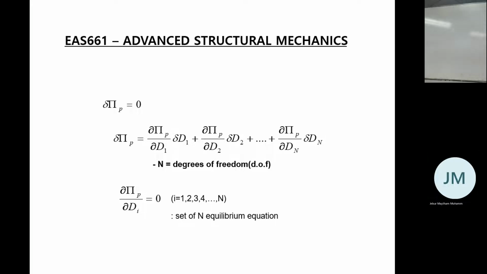So that is the actual equation that we need to solve. You need to solve this. This is the partial differentiation of the total potential energy with respect to each of the degrees of freedom. So you get a set of equations that you need to solve.